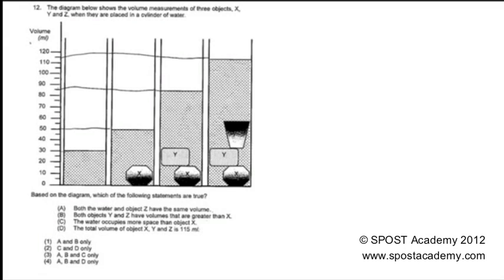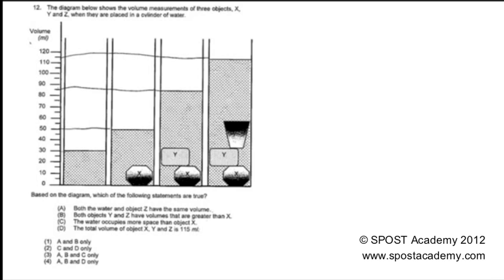The diagram below shows the volume measurements of three objects X, Y, and Z when they are placed in a cylinder of water. Based on the diagram, which of the following statements are true? Now, before looking at the options of A, B, C, or D, first I will record the volumes respectively.